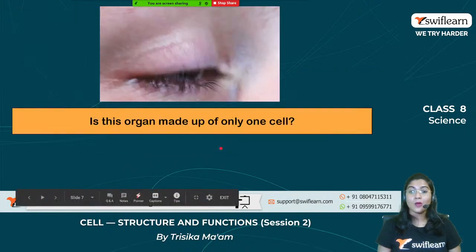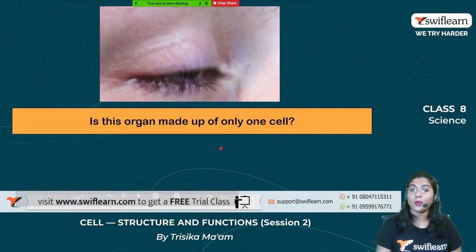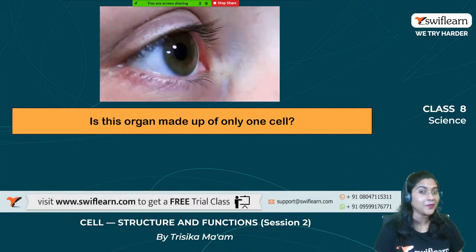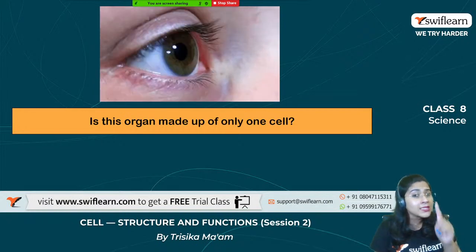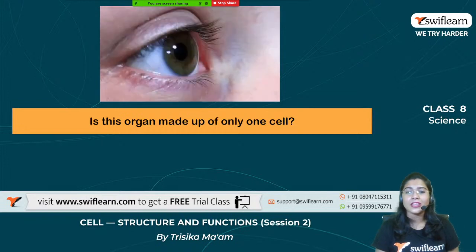Okay. Now let's move on to the next portion of the cell where I have another question for you. Look at the picture over here. What is it? Yes, it is the eye. Is this organ made up of only one cell or different cells? Let me see who can give me the correct answer first.